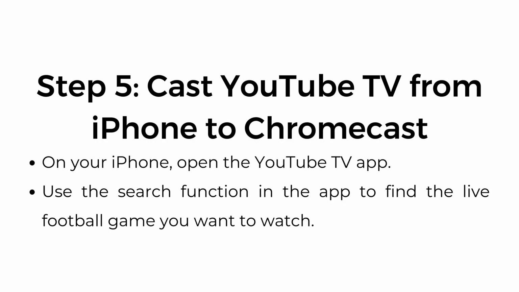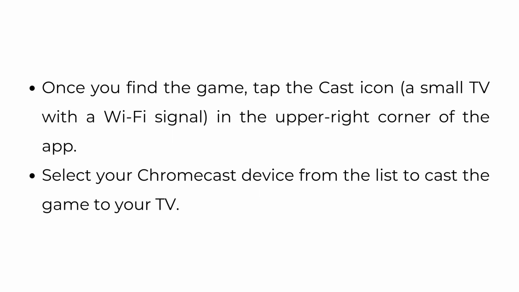Step number 5, cast YouTube TV from iPhone to Chromecast. On your iPhone, open the YouTube TV app. Use the search function in the app to find the live football game you want to watch. Once you find the game, tap the cast icon, a small TV with a Wi-Fi signal, in the upper right corner of the app. Select your Chromecast device from the list to cast the game to your TV.